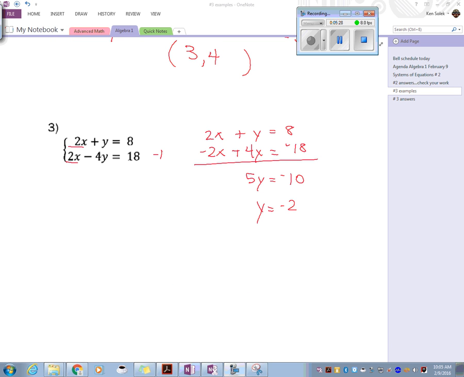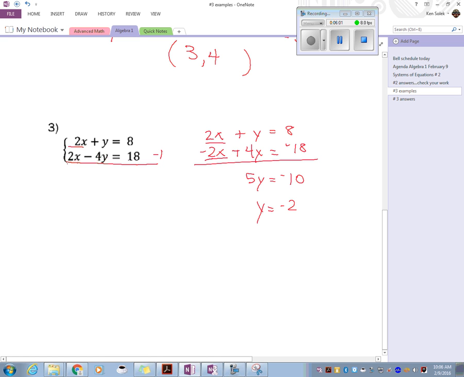So multiplying by -1 for the second one was what we chose as a strategy for solving this problem. 2x times -1 is -2x. -4y times -1 is 4y, and -1 times 18. And then I add these. The -2x and the positive 2x give me 0, y and 4y is 5y, 8 and -18 is -10, and -10 divided by 5 is -2.